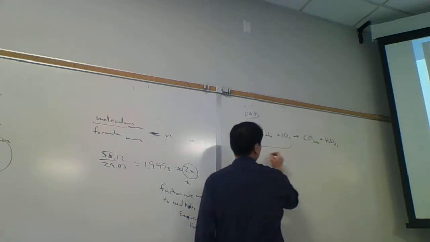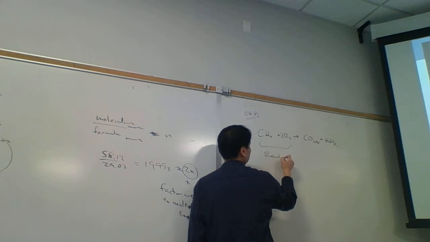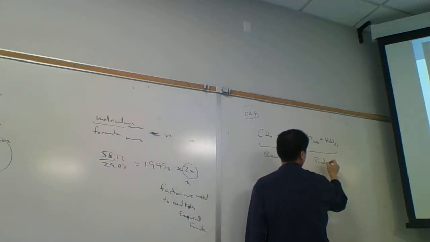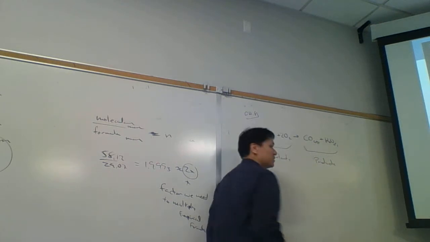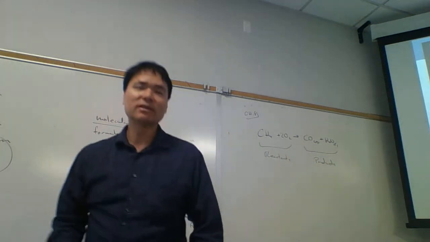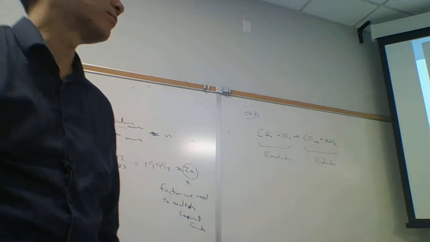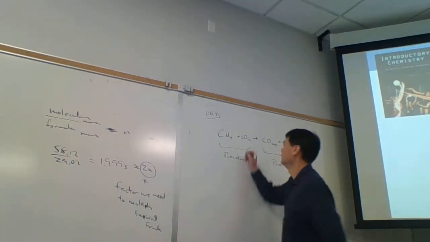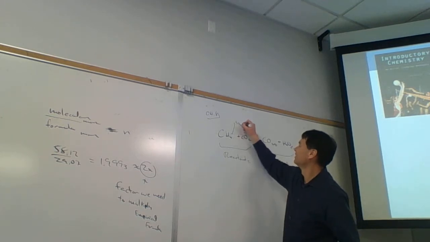And so over here, we call these the reactants. The reactants go in, and what comes out are the products. The reactants are on the left, products on the right, and then we have a little arrow showing the change, the transformation from reactants to products. When we do this, these are called subscripts.